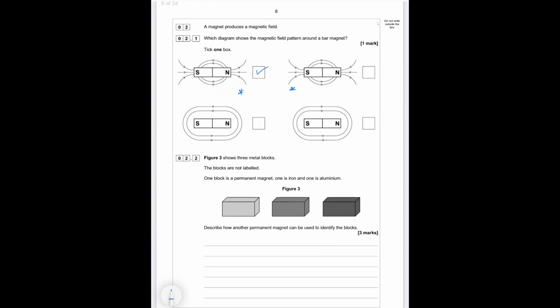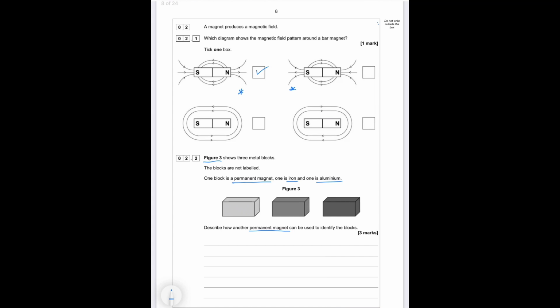Then looking at our second question, we've got figure 3, which shows 3 metal blocks. The blocks are not labelled. One is a permanent magnet, one is iron, and one is aluminium. And we've got to try and find out, using another permanent magnet, which block is which.